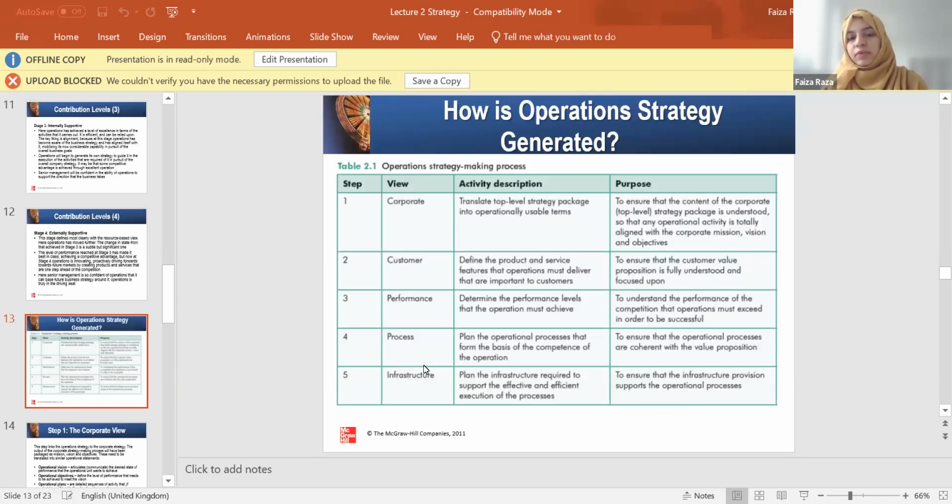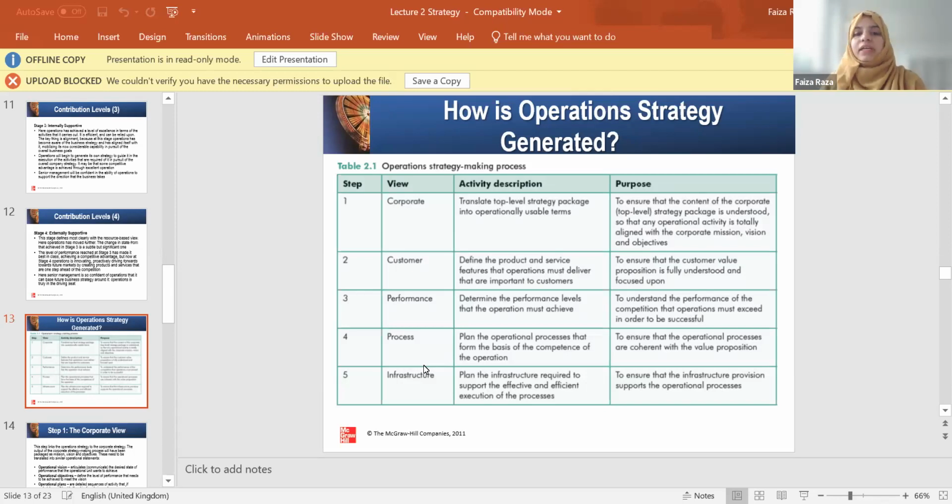In the fourth place, you will be recognizing process. The activity description is to plan the operational processes that form the business of the competence of the operation. The purpose is to ensure that the operational processes are coherent with the value proposition.